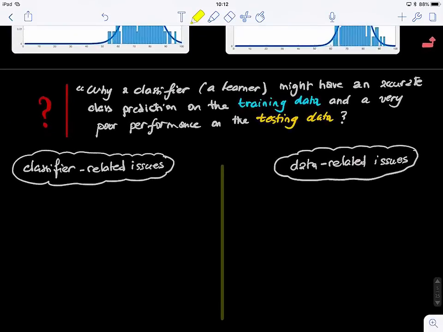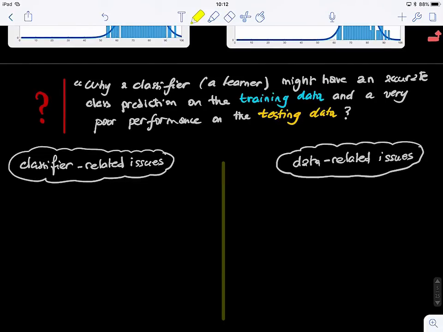Classifier, this is an important question: why a classifier or a learner might have an accurate prediction on the training set. When you're training it, remember, it's optimizing a function, trying to do its best on the training samples. You might get maybe 98%, 95% accuracy on the training set. But once you test it on the hidden test set, you might get a very different, poor performance. So what are the reasons that might cause such a flip in behavior of the learner?